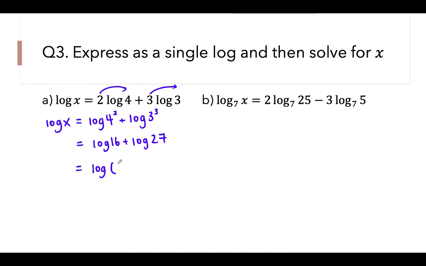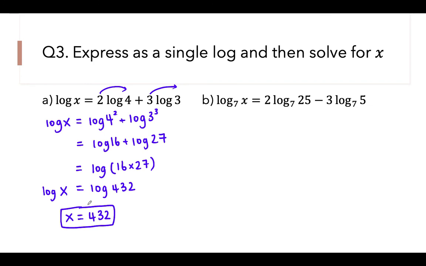And then I can use the logarithmic law and put it together now. Log of 16 times 27. So it's log 432 and log x. So we can equate them because we have logarithms of base 10, the same thing. So therefore x is equal to 432. And we solved it because x is equal to 432.